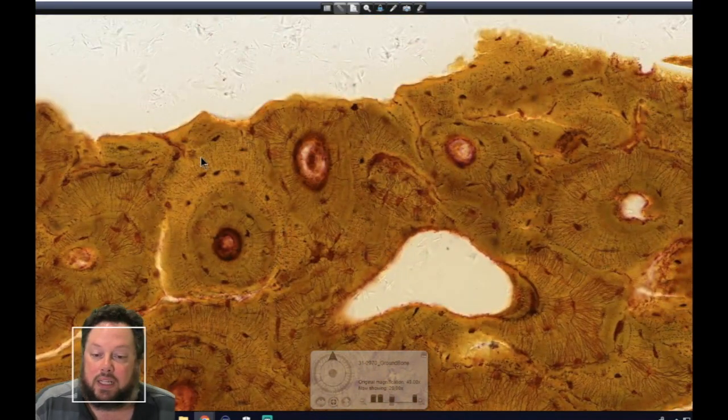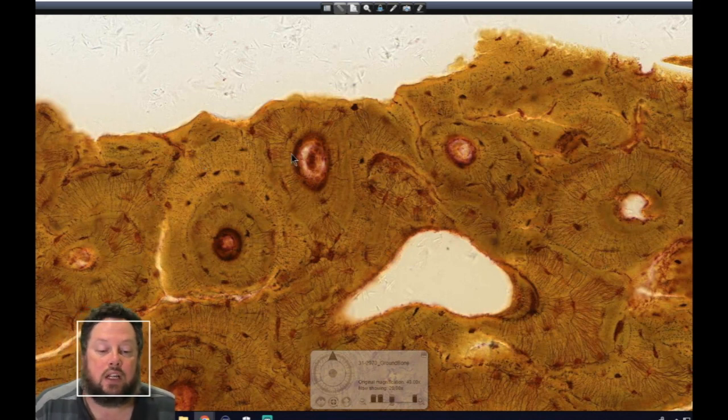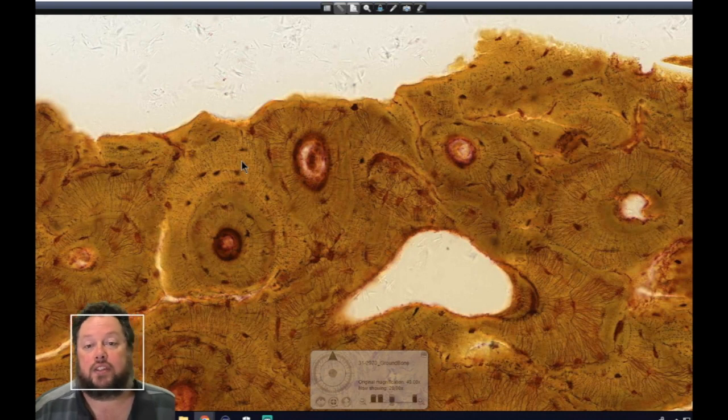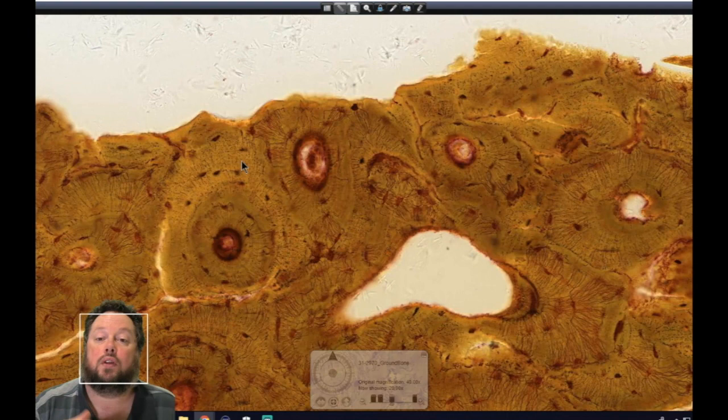We do find other lamellae, not always this evident in sections like this, but on the outer surface adjacent to the periosteum, we can find outer circumferential lamellae, and then on the inside near the medullary cavity, we can find inner circumferential lamellae.